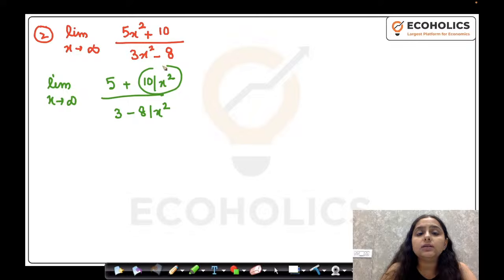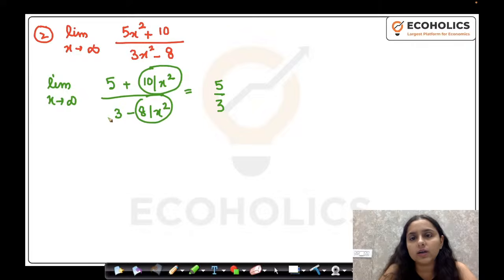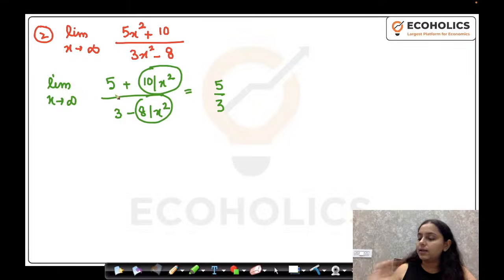Now, these terms will become 0 when x approaches infinity. So the answer comes out to be 5 by 3 because 5 and 3 are constants. उन पे limit नहीं work करेगी. x is not a part of them. So 5 by 3 comes as it is. तो answer क्या आ गया? 5 by 3.